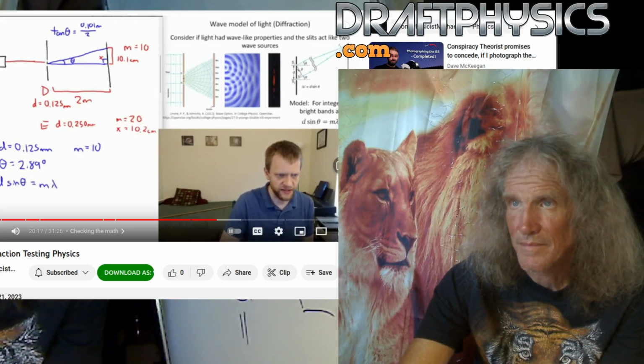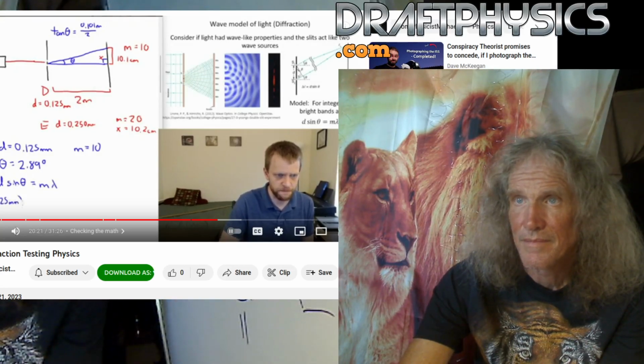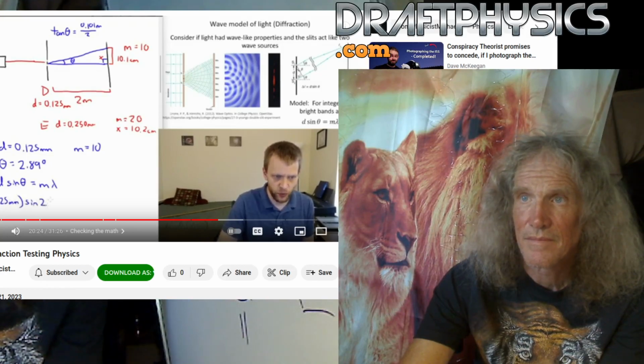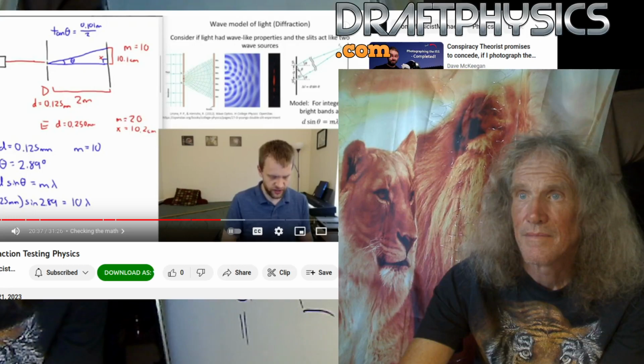wavelength. Well, that distance was 0.125 millimeters times the sine of 2.89 degrees equals 10, because that's which band we were looking at, times the wavelength of this light. Well, if I do 0.125 times the sine of 2.89, I get 0.00630 equals 10 times lambda.